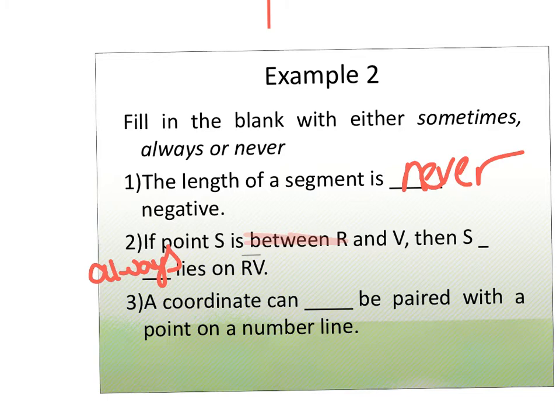And the last one, a coordinate can blank be paired with a point on a number line. Always. It's our ruler postulate. So you might have thought I tried to do all three, but it's always. Oh, because it always matches with one? Yes, it always matches with a value, a number. So always.